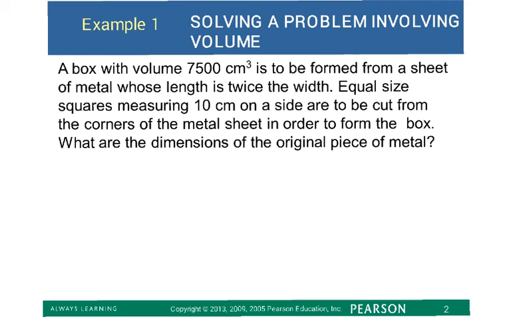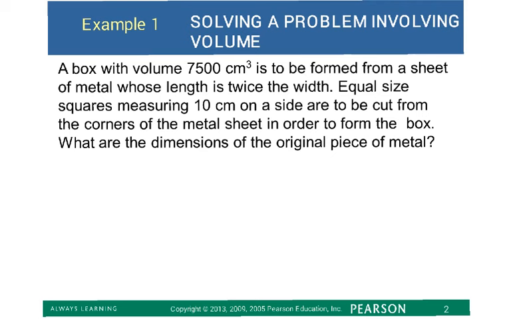Alright, so our first example is our geometry example, and it's a problem involving volume. Here it goes. A box with volume 7,500 cubic centimeters is to be formed from a sheet of metal whose length is twice the width. Equal size squares measuring 10 centimeters on each side are to be cut from the corners of the metal sheet in order to form a box. What are the dimensions of the original piece of metal?